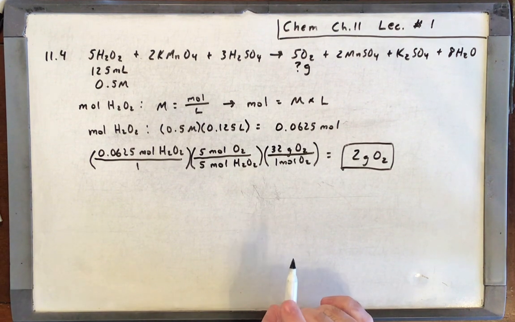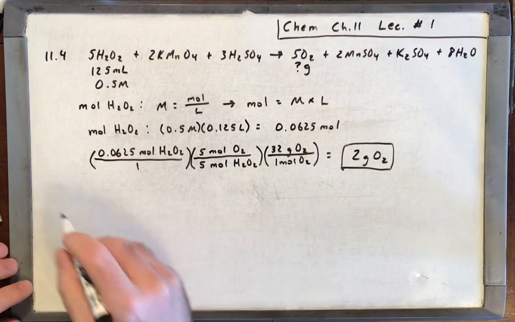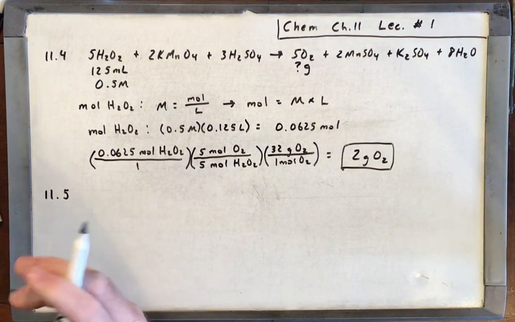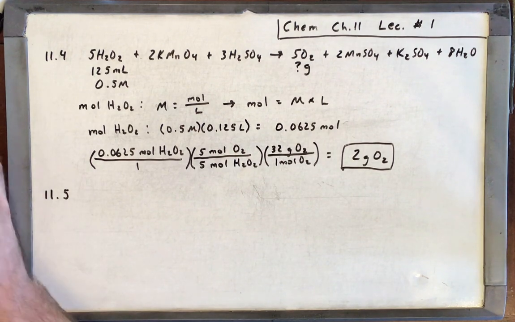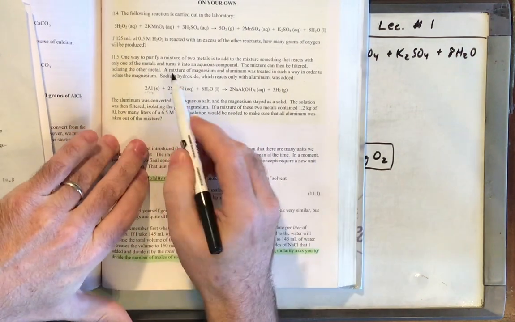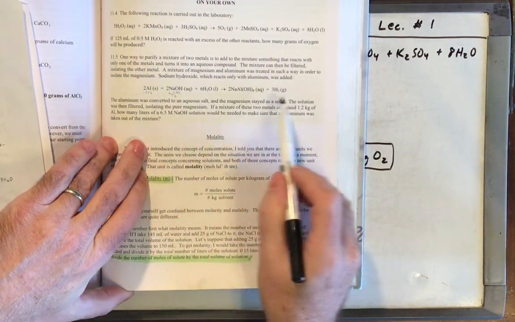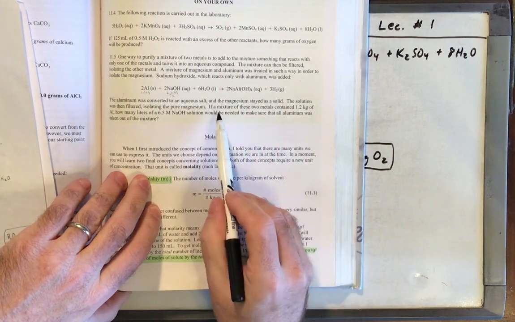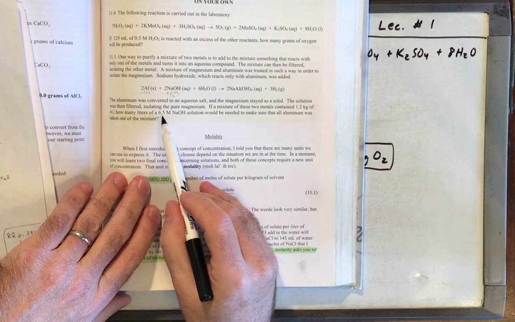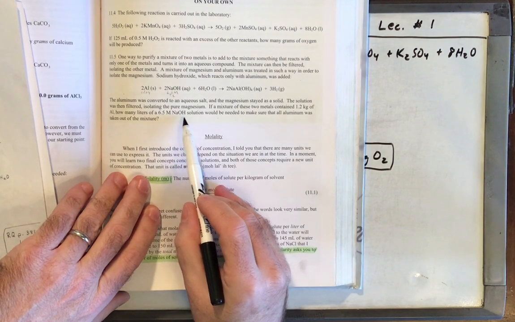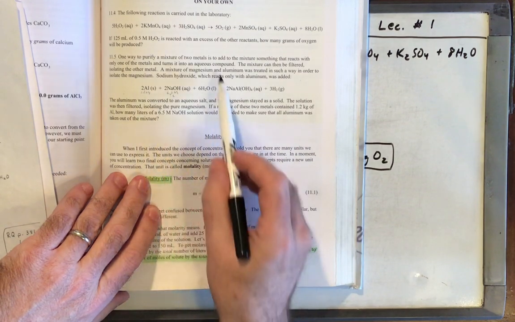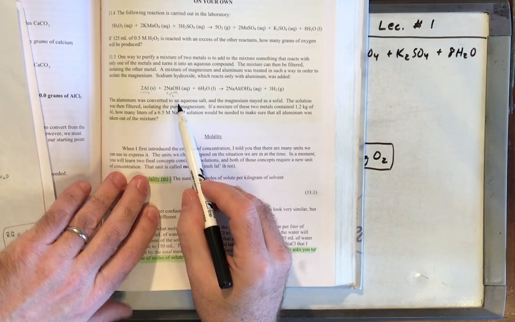All right, let's see if I can squeeze on your own 11.5 underneath this. All right, 11.5 is a lot of text there, so I'm going to let you read through the informational part. We'll write this reaction down in a minute. But it says if the mixture of these two metals contains 1.2 kilograms of aluminum, how many liters of 6.5 molar NaOH solution would be needed to make sure that all the aluminum was taken out of the mixture? All right, again, read through that yourself. I won't read it to you.